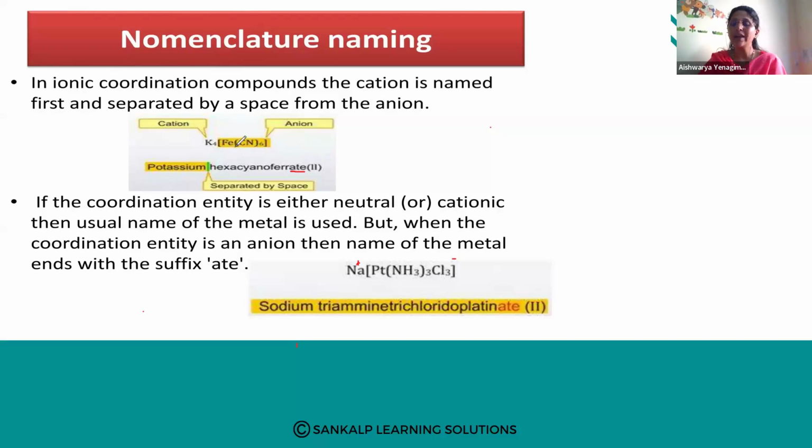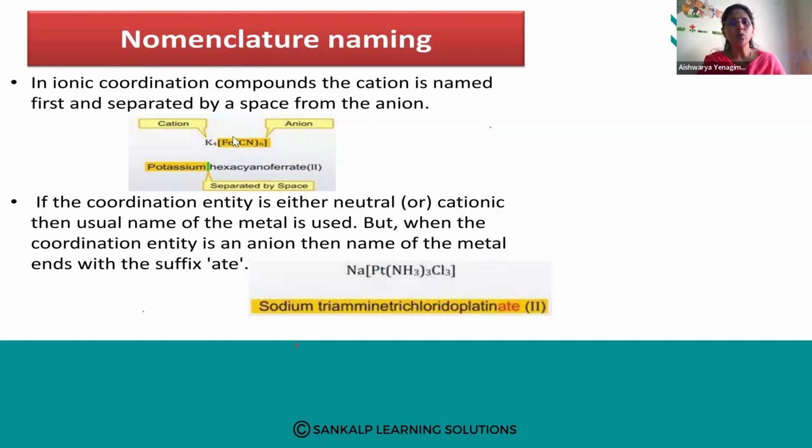So for the metal atom, what suffix do you write? You'll write it as ate. For example, here it is Pt, that is platinum. If it were a cationic complex, you would have written it as platinum only. But here it is in the anion complex. Therefore, you will write it as platinate. And this is the oxidation number of that platinum, right? So this is another rule of naming the coordination compound.